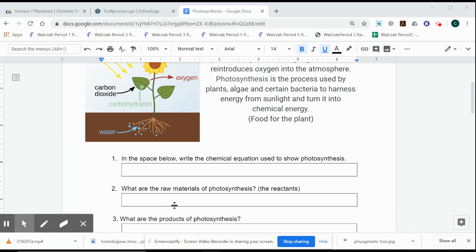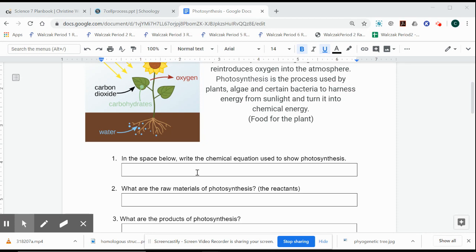It says in the space below, write the chemical equation used to show photosynthesis. So what you should have, and you could write it in symbols or you can write it out in words, however you wanted to do that: carbon dioxide plus water yields glucose and oxygen. Above the yields, you should have a picture of a sun, or in some way indicate that energy needs to be added there.